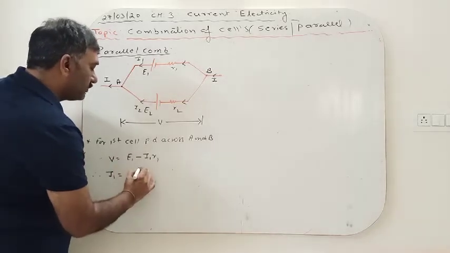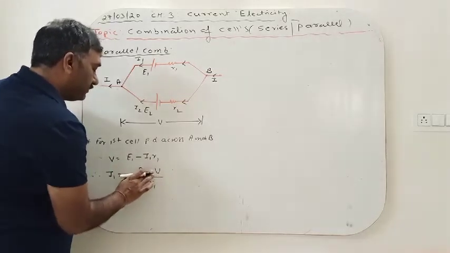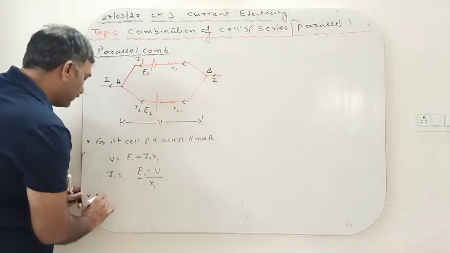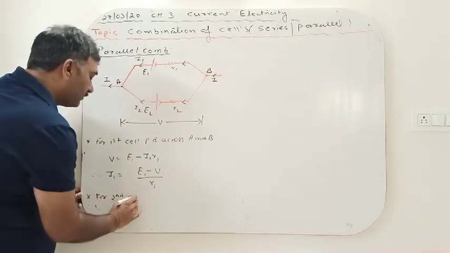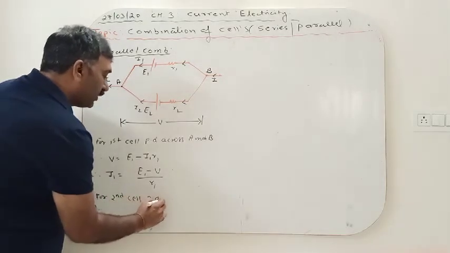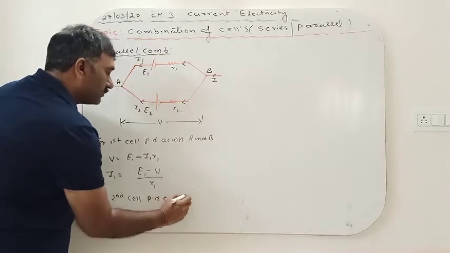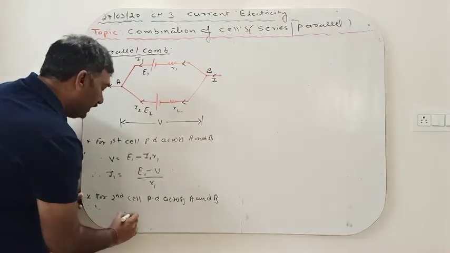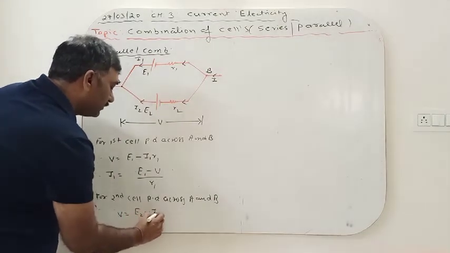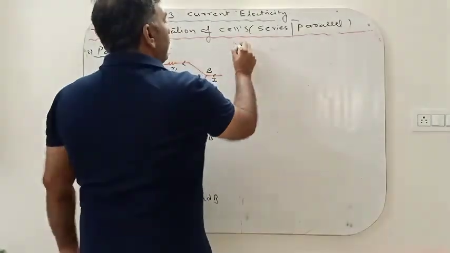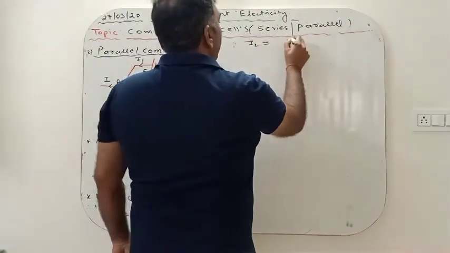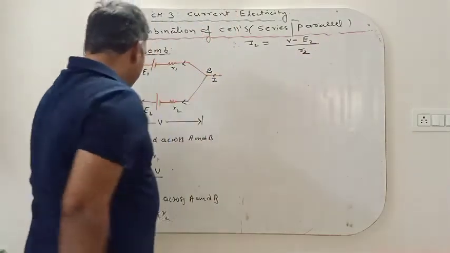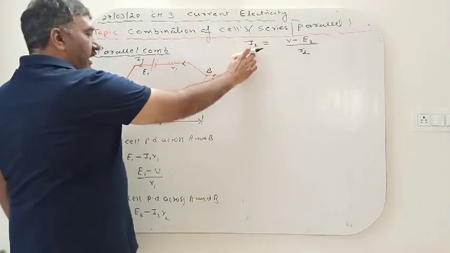E1 minus V divided by R1. This is for current I1. Similarly, for the second cell, the potential difference across A and B, so V is equal to E2 minus I2 R2. Therefore we can write I2 is equal to V minus E2 divided by R2. So this is the value of I1 and I2.